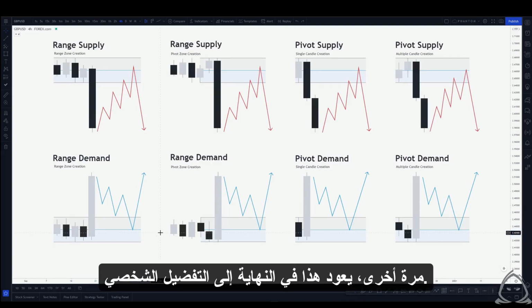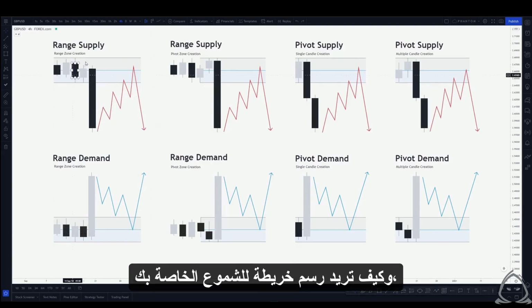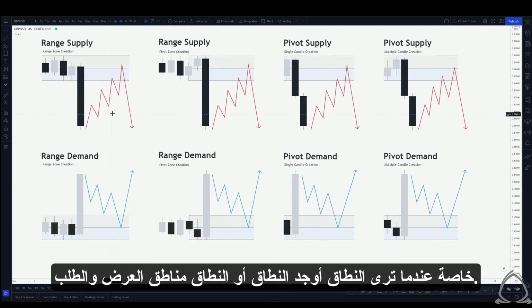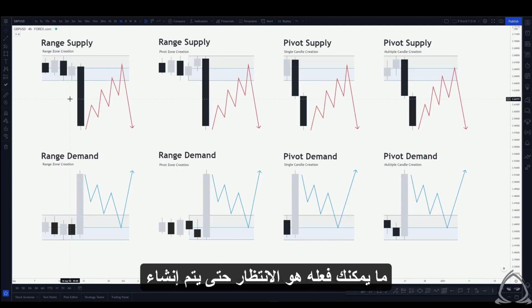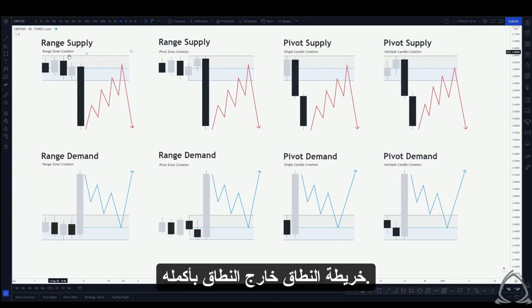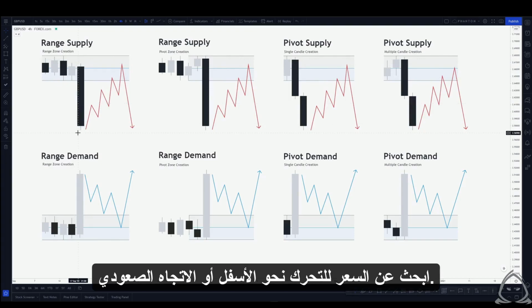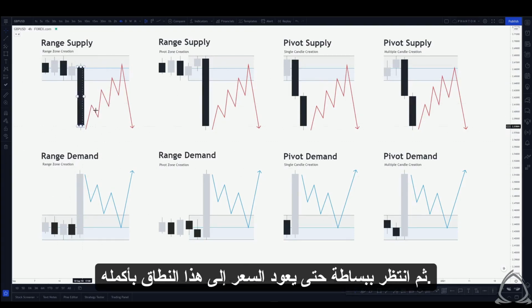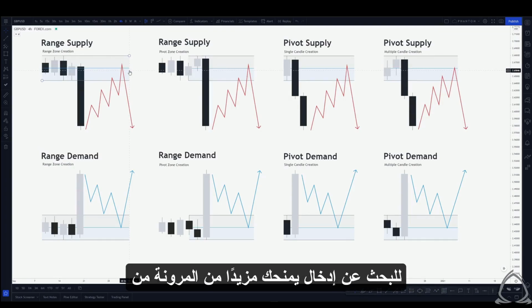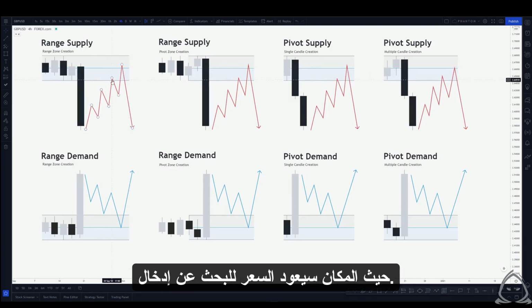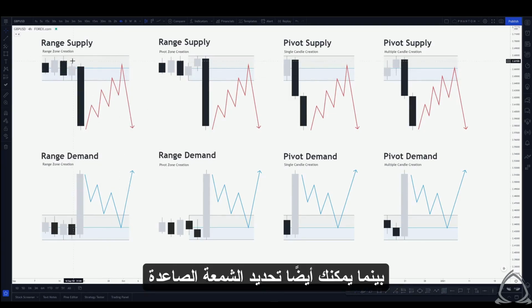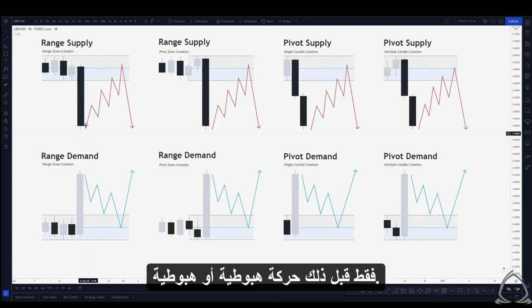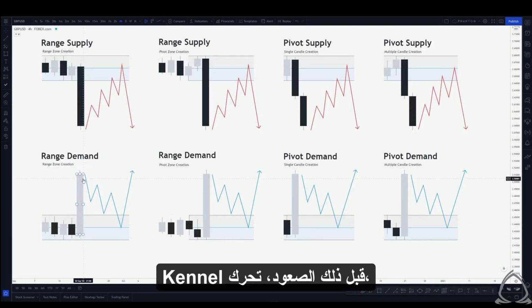Again, this ultimately comes down to personal preference on how you want to map your candles, especially when you see range bound or range created supply and demand zones. Essentially what you can do is wait for that range to be created, map out the entire range, look for price to move to the downside or the upside, and then simply wait for price to return to that entire range to look for an entry. That gives you more flexibility in terms of where price will return to look for an entry, whereas you can also simply mark just the bullish candle before that bearish move or bearish candle before that bullish move.